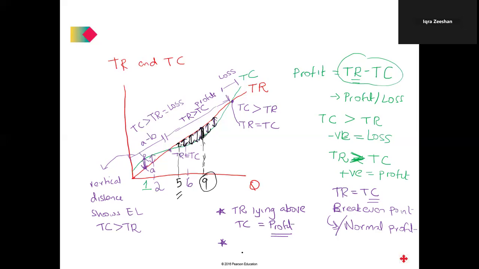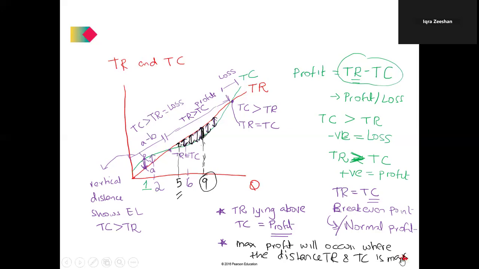And number two, the maximum profit will occur where the distance between TR and total cost is maximum.